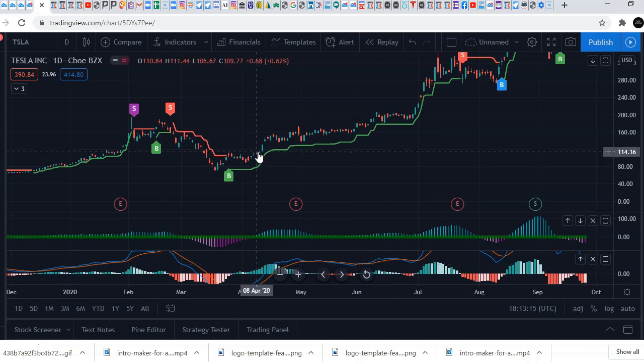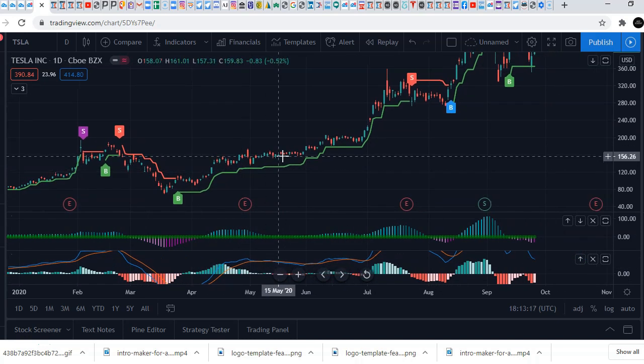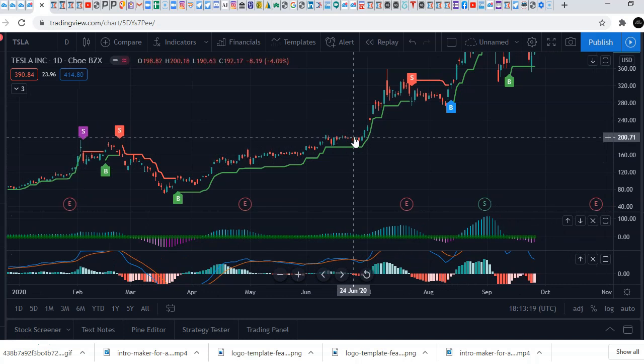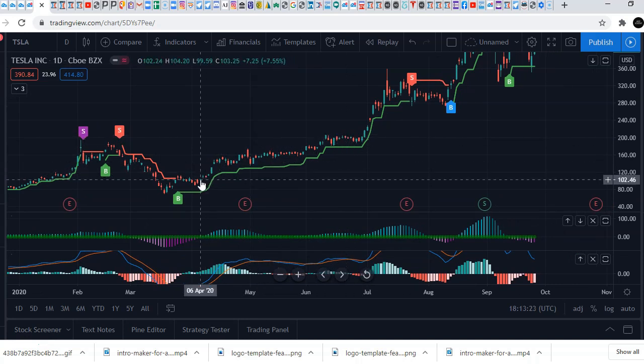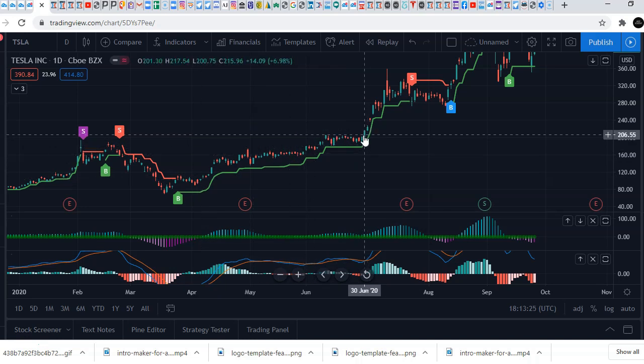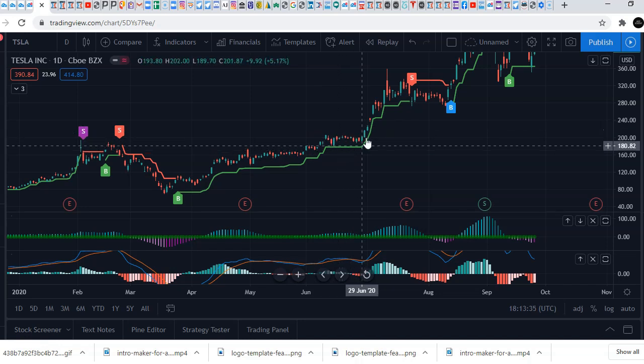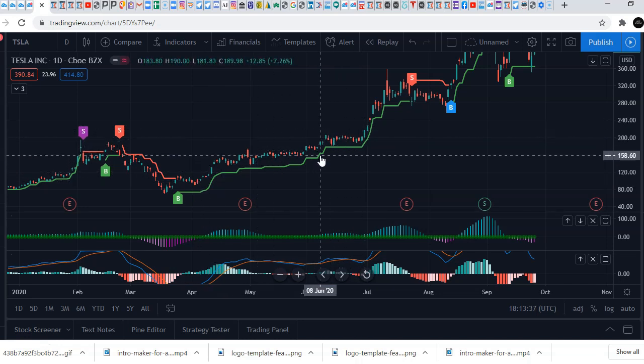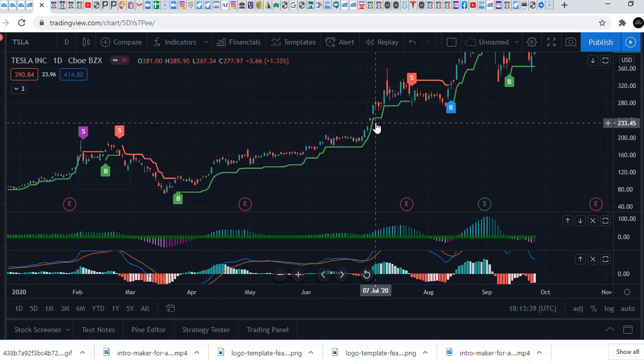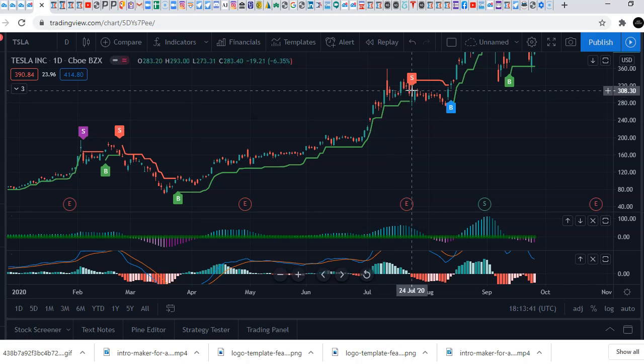We would have re-entered here at 114 and rode this all the way up, taking profit along the way to 197, which is clearly about a 100% return just on stock, not even looking at options contracts, which would have been insane on the options contract. But then, for the remaining part of our position, we didn't get any sell signals along the way, so we would have maintained this trade all the way through until we got up here.